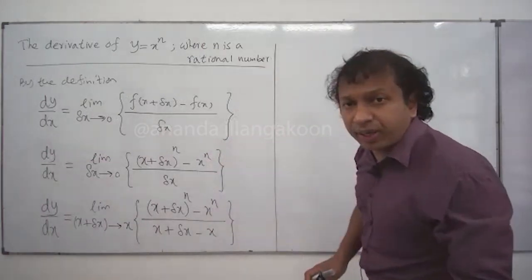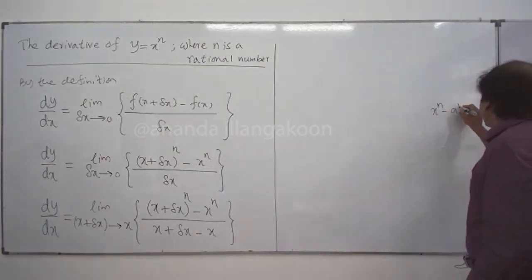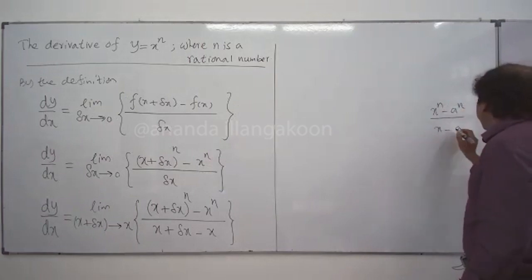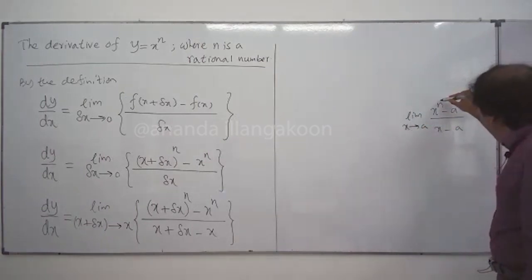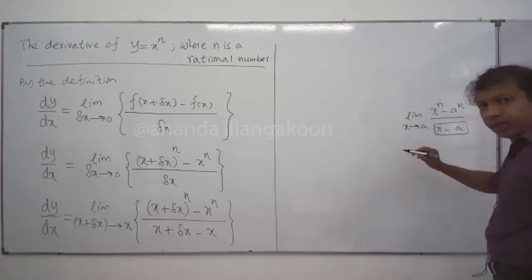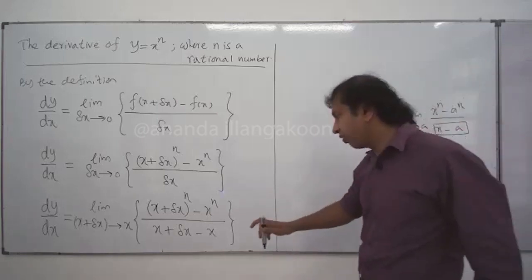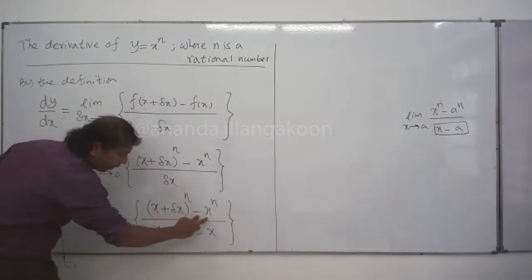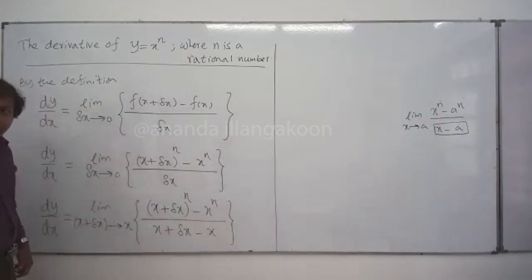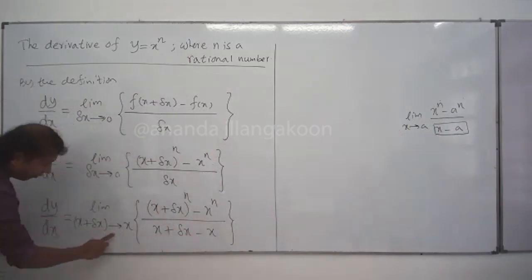Now, can you remember, people, in limits we discussed one theory. What is that theory? x^n minus a^n divided by x minus a under the limit x going to a. Here, when we ignore these powers, what do you get? x minus a, that is here at the denominator. And under this limit, this x goes to a here. People, similar situation is available here. When we ignore this power n and this n, what do you have? x plus delta x minus x, that is at the denominator. And under this limit, this x plus delta x goes to x here.